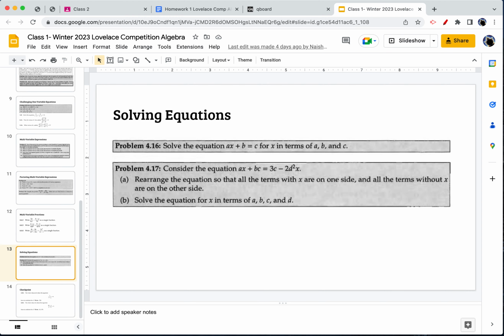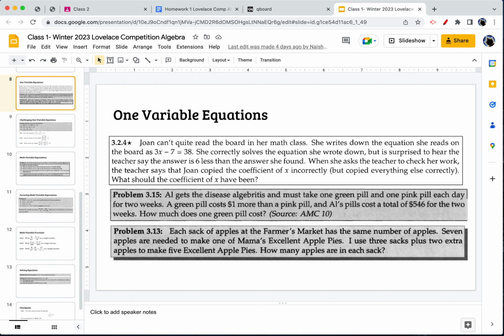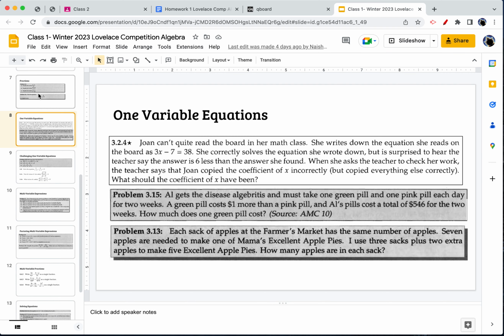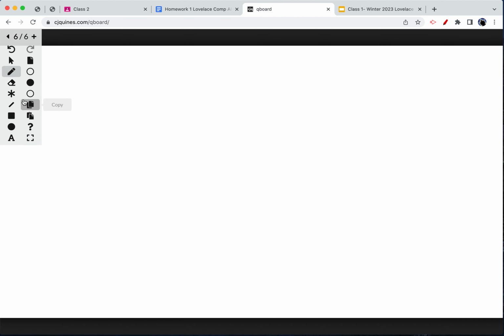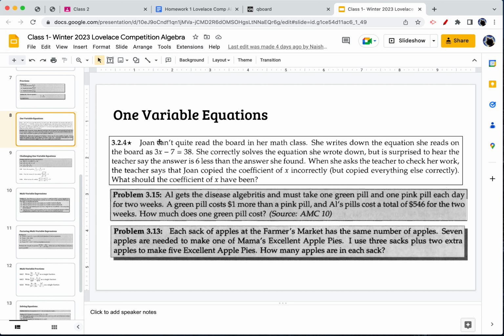So for today, I had planned one variable and multivariable expressions. This is a really key concept in competitions, and usually you aren't just given a one variable equation and asked to solve for the variable, but rather you're given a word problem, and then you have to come up with the equation on your own. So there isn't really much theory to this. It's just knowing how to make the equation on your own. So let's do 3.24 first.